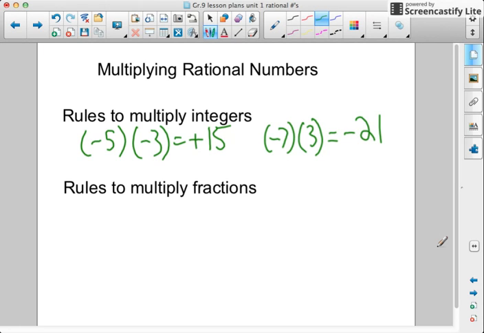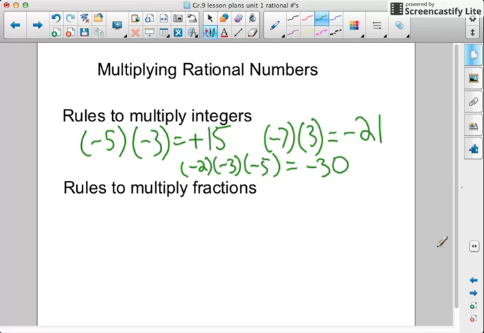Now if you have, let's say, 3 negative signs, negative 2 multiplied by negative 3 multiplied by negative 5, well, negative 2 multiplied by negative 3 would give you a positive 6. Positive 6 multiplied by negative 5 gives you negative 30. So that's a quick review of multiplying integers.